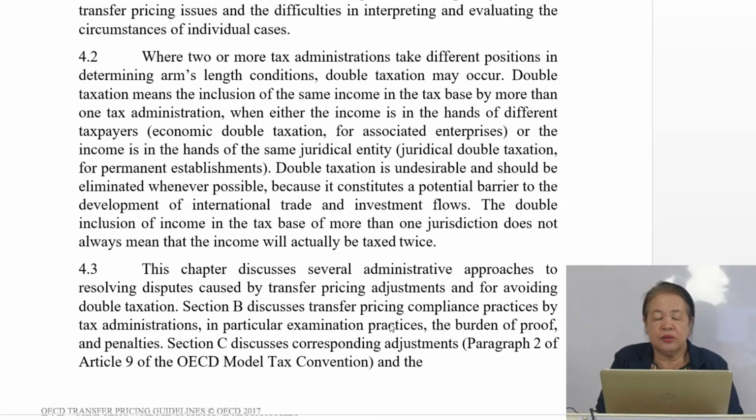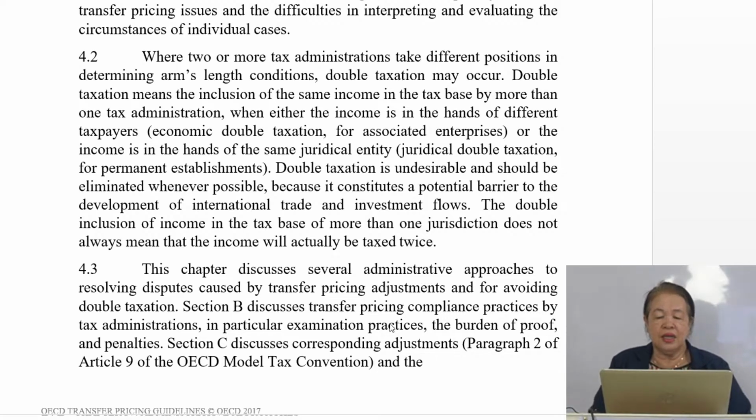Because the party already paid in the country of origin, and when the transfer pricing adjustment happened during the transfer pricing audit, bayad na yung tax that pertains to the profit that should be allocated in the other country. So bayad na doon sa other country. So double taxation means the inclusion of the same income in the tax base by more than one tax administration.